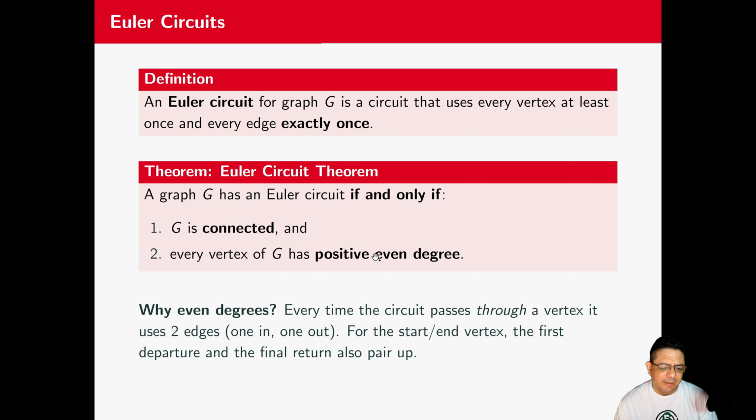Okay, why even degree? This means that every time the circuit passes through a vertex, it uses two edges, one to go in, one to go out. So that's guaranteeing that it is not going to use more resources than it needs. For the start and the end vertex, the first departure and the final return also are going to pair up.